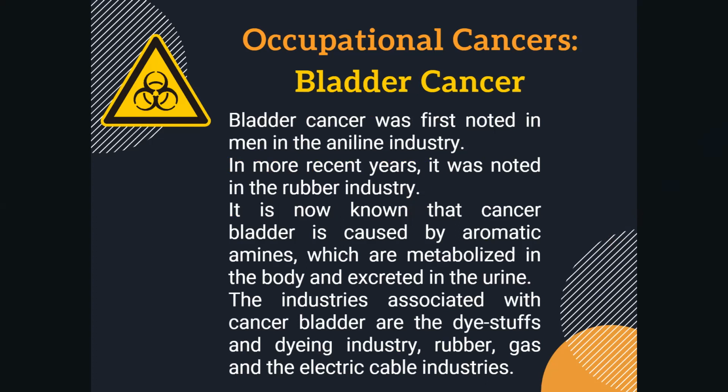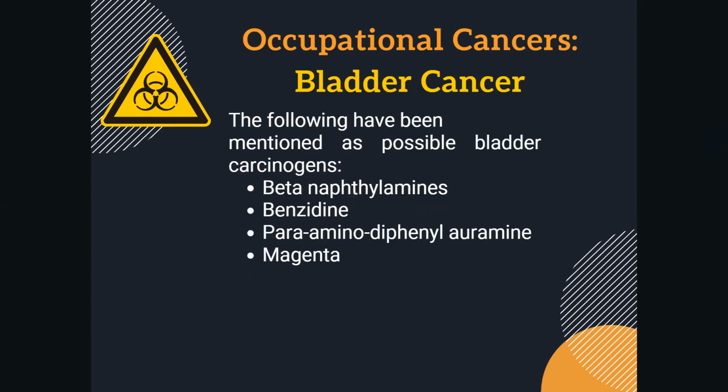Bladder cancer. Bladder cancer was first noted in men in the aniline industry. In more recent years, it was noted in the rubber industry. It is now known that bladder cancer is caused by aromatic amines, which are metabolized in the body and excreted in the urine. The industries associated with bladder cancer are the dyestuffs and dyeing industry, rubber, gas, and the electric cable industries. The following have been mentioned as possible bladder carcinogens: beta-naphthylamine, benzidine, para-aminodiphenylamine, and magenta.